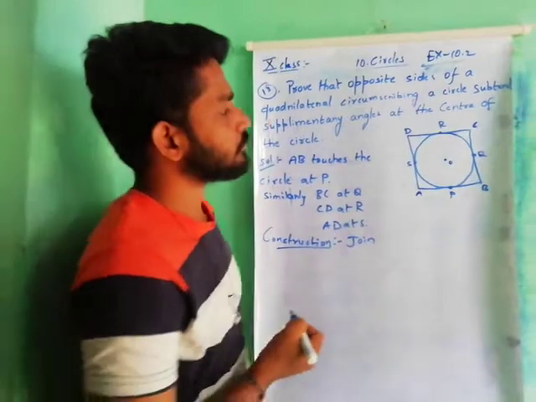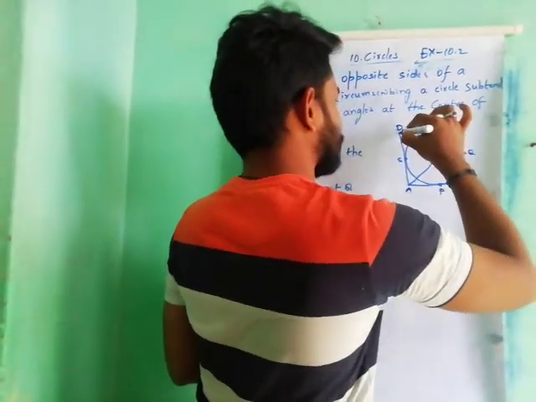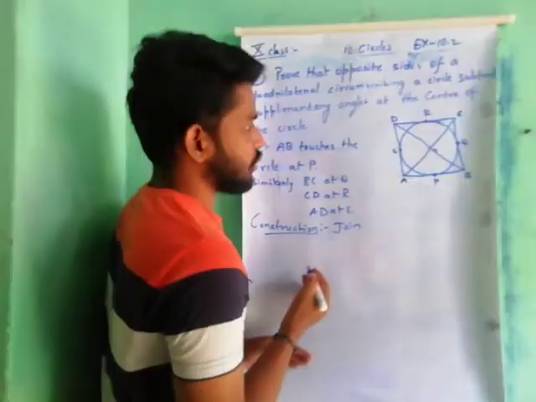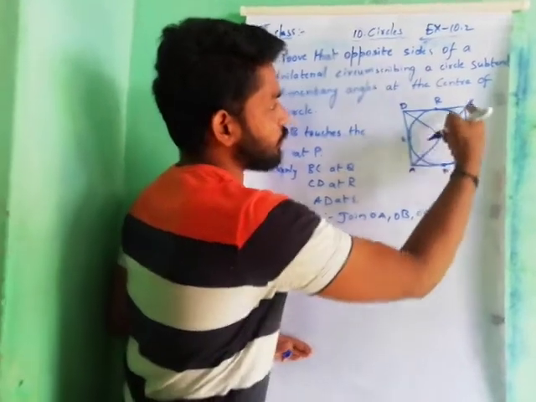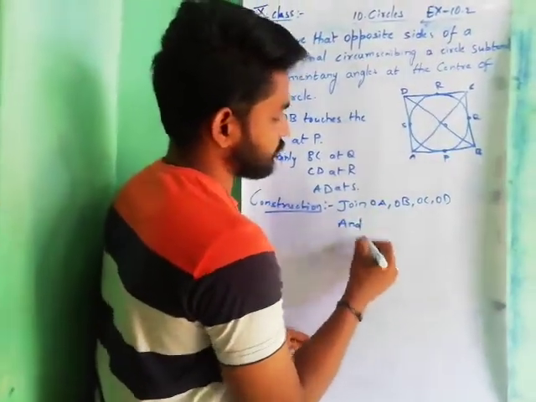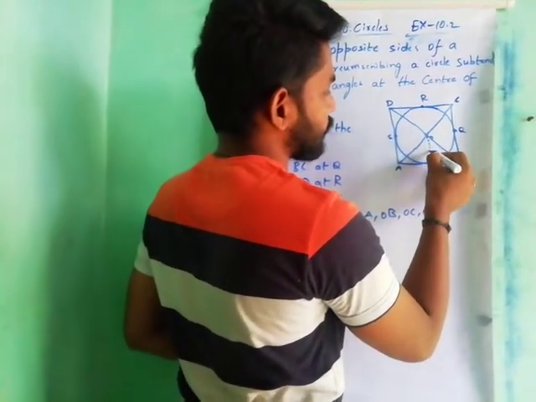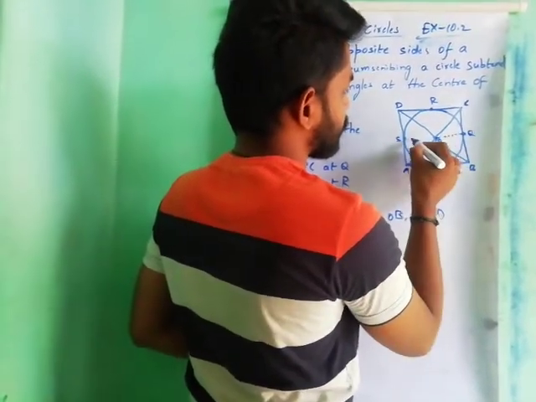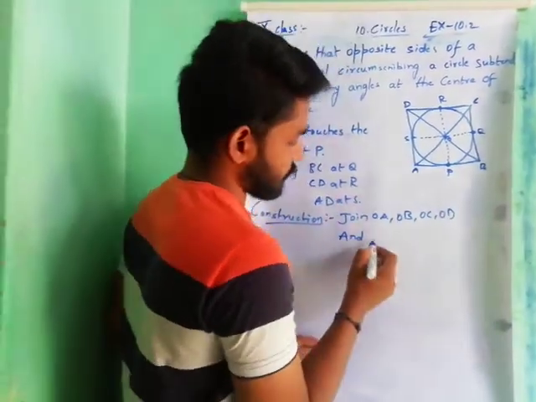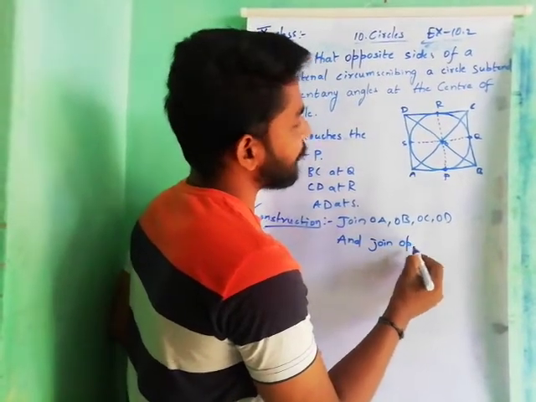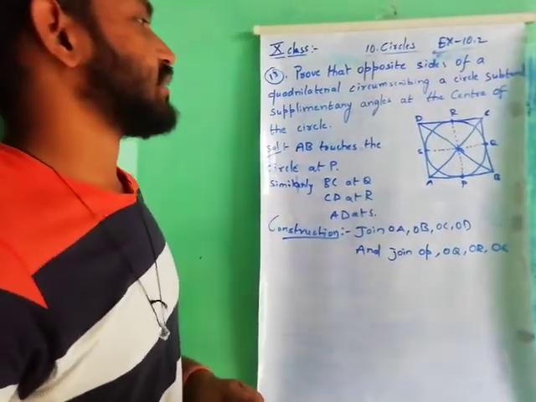join OA, OB, OC, OD, and OP, OQ, OR, OS. Okay, this is the construction part.